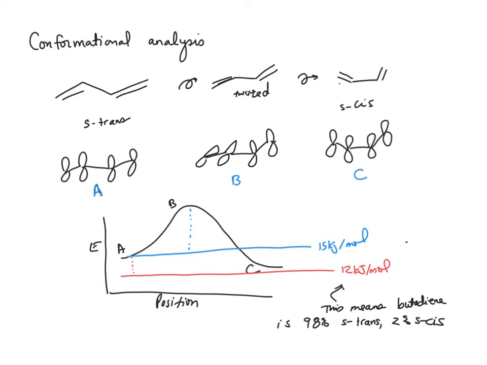Another thing we know is that the difference between the energy states A and B is only 12 kilojoules, but that difference of 12 kilojoules means that we're going to have 98% of the time butadiene existing in its trans conformation, and only 2% of the time that it's going to exist in the cis conformation. So that's good to be aware of when we're thinking about future reactions that we'll encounter in this chapter.